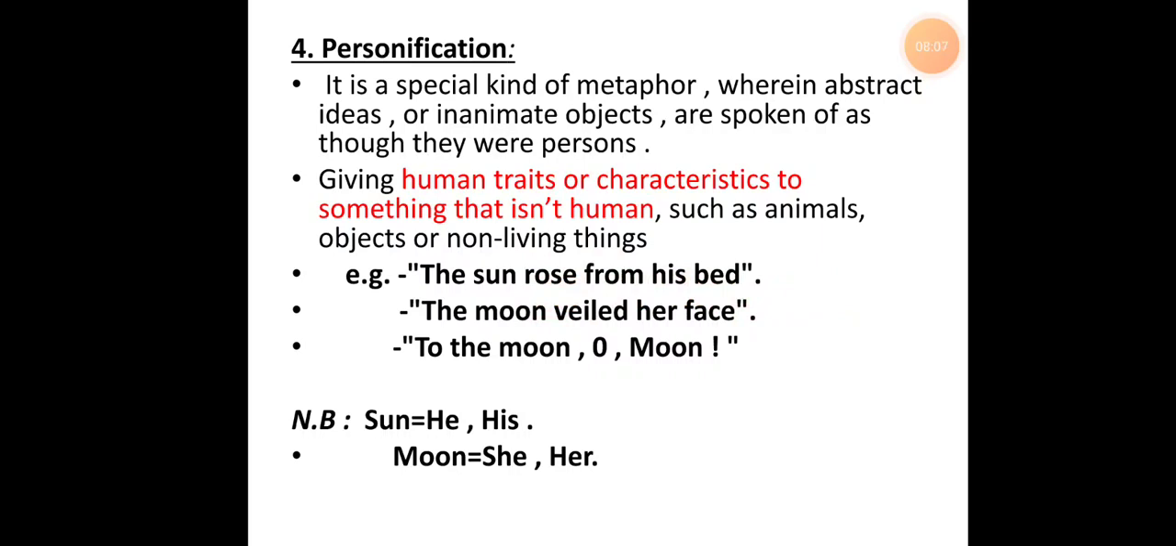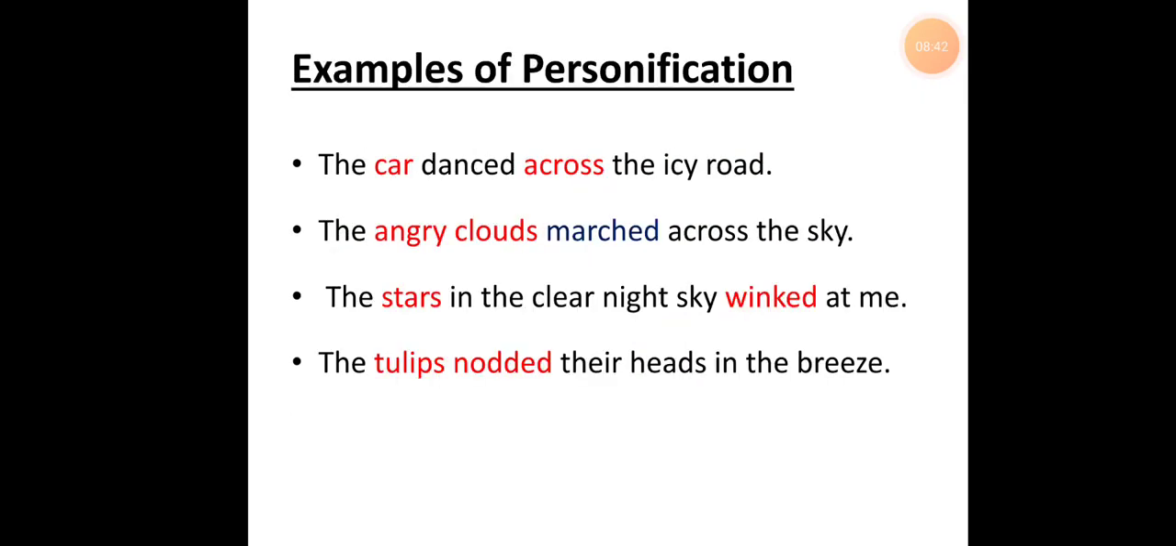The moon veiled her face. The moon, as if it's a woman with hair, is covering her face. O moon. So here he is addressing the moon as if the moon is a human being, a woman. So for the sun we use he or his, while for the moon we use she or her. Of course, in our ordinary life, we refer to the sun as a she and to the moon as a he.